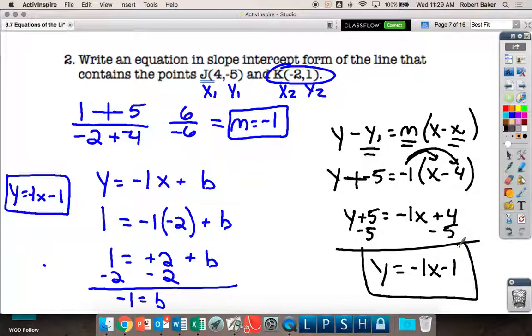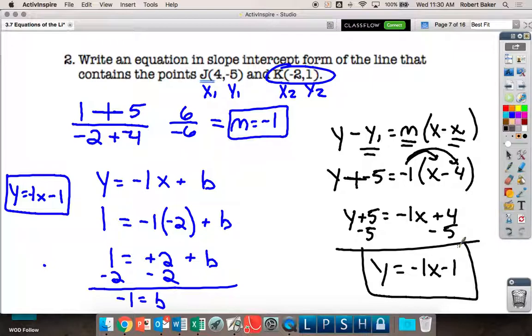Which way was faster, the black way or the blue way? The blue way was a little faster, but the black way is just as good. Not a lot of people know the other form. The problem with the black way is you may not remember point slope. You have y equals mx plus b nailed into your head, but do you have y minus y1 equals m times x minus x1? Probably not.